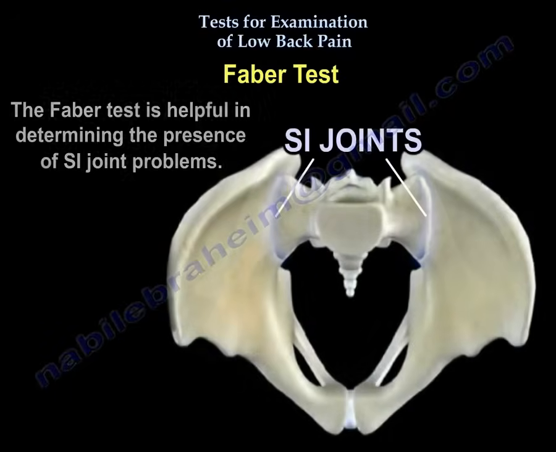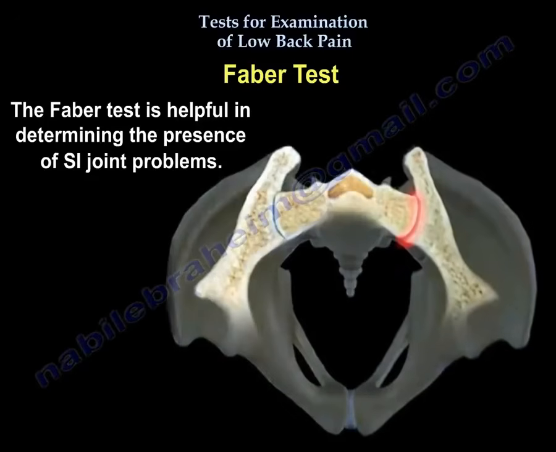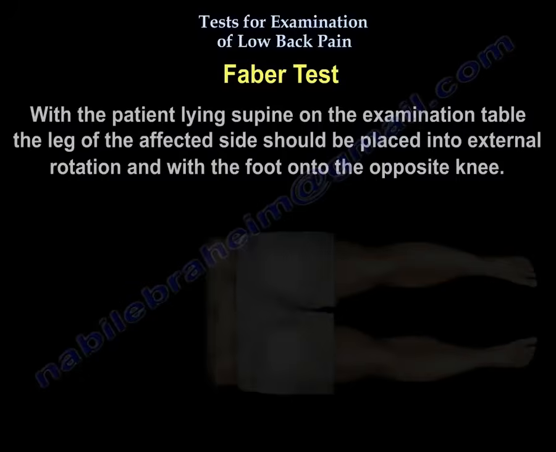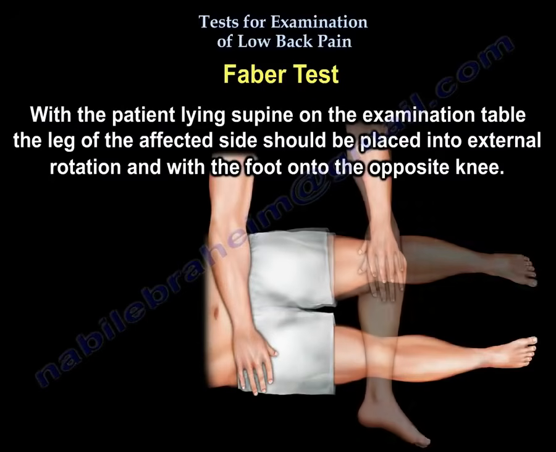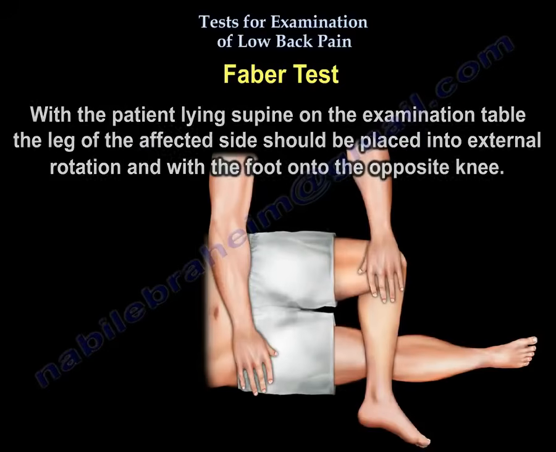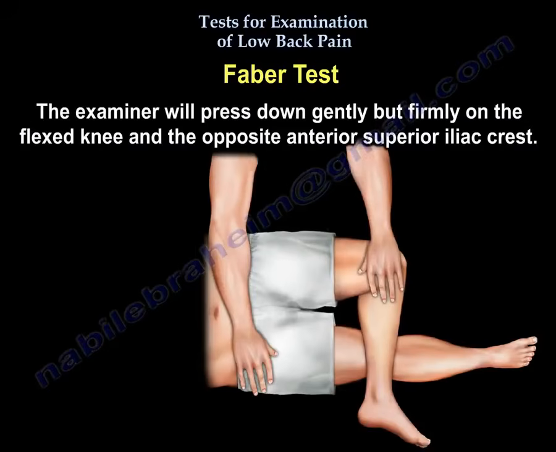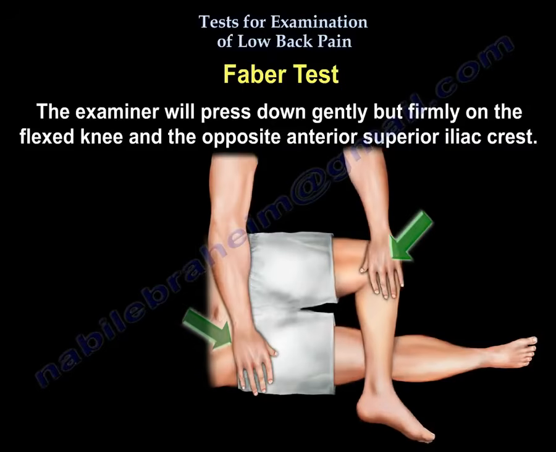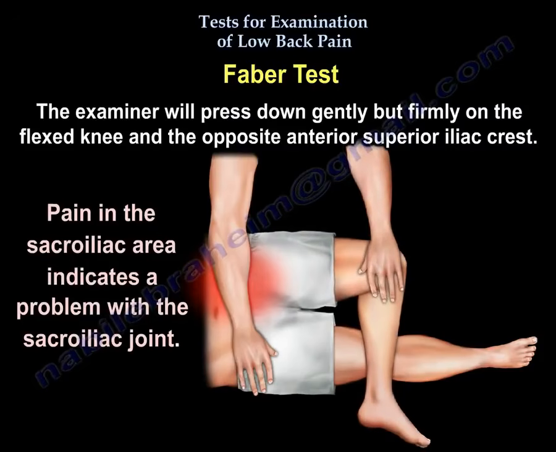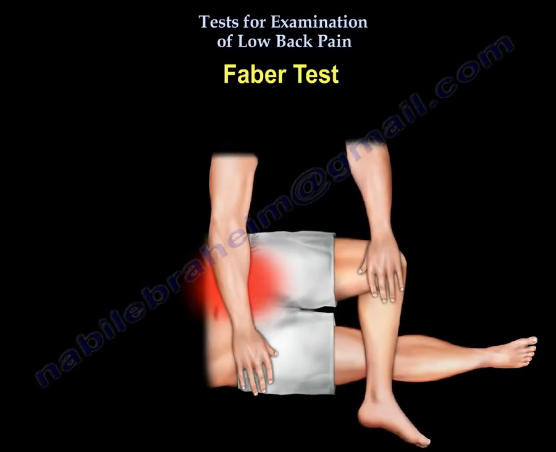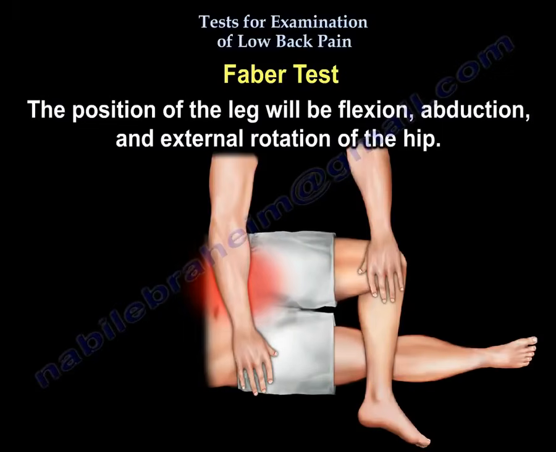Faber test. The Faber test helps in diagnosing sacroiliac joint problems. The patient will lie supine on the examination table, and the leg of the affected side will be placed into external rotation with the foot going towards the opposite knee. The examiner will press gently but firmly on the flexed knee and the opposite anterior superior iliac crest. Pain in the sacroiliac area indicates a problem with the sacroiliac joint. The position of the leg will be flexion, abduction, and external rotation of the hip.